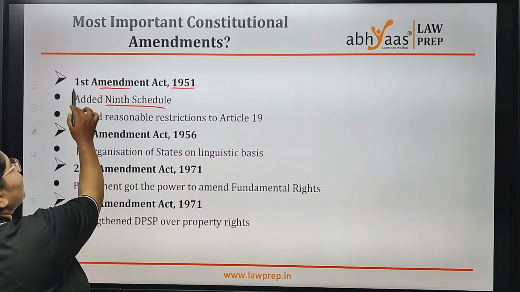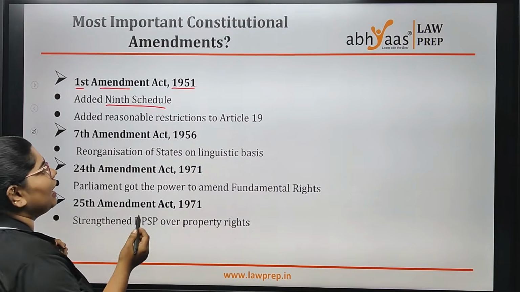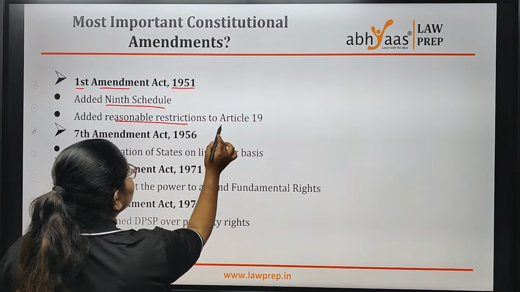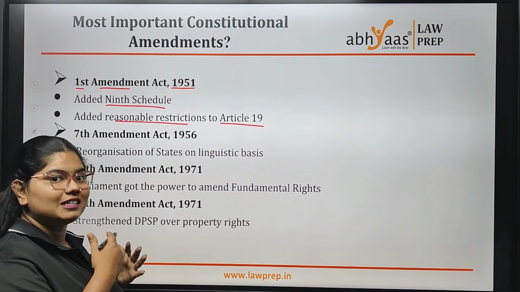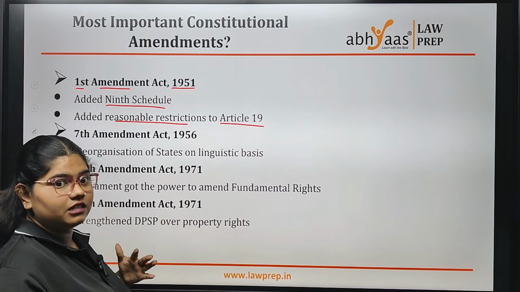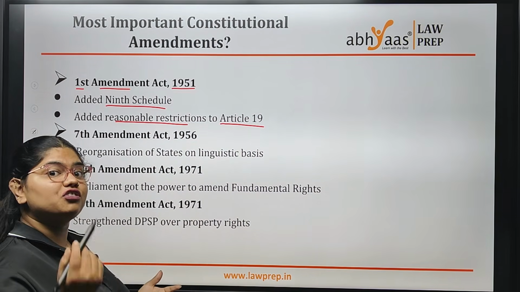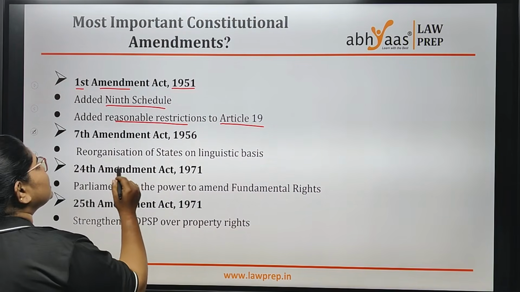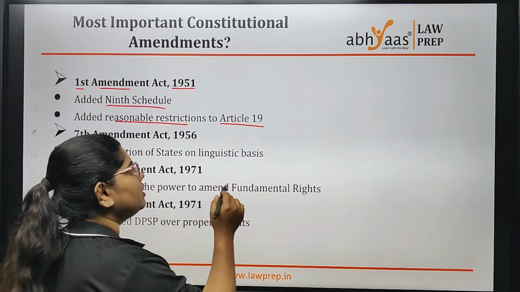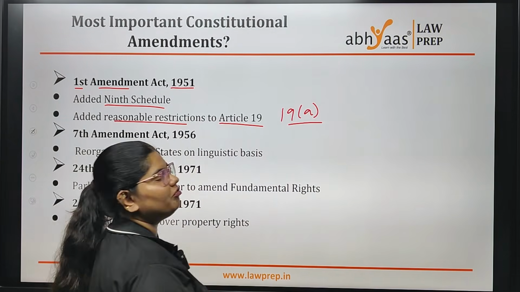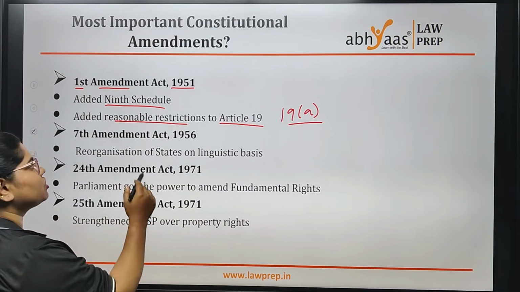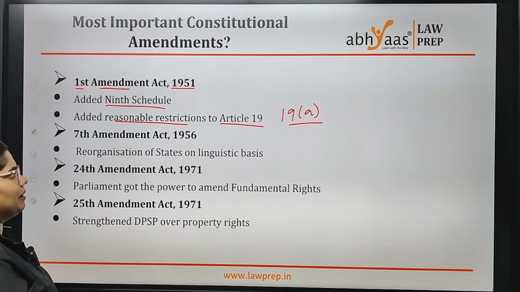And also by the first amendment, they added reasonable restrictions under your Article 19. If you remember in our last video, we discussed what Article 19 is, what are the rights given under Article 19 and the restrictions to those rights. So specifically, the restrictions under 19(1)(a), which talks about freedom of speech, were added by your first amendment.